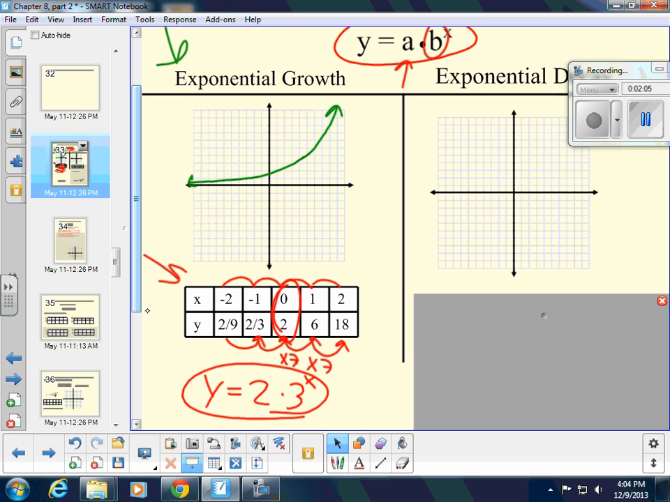And if I put those values in, I would find out that, yeah, that's the equation that would make that table work. y equals 2 times 3 to the x power. So this is an exponential growth equation.